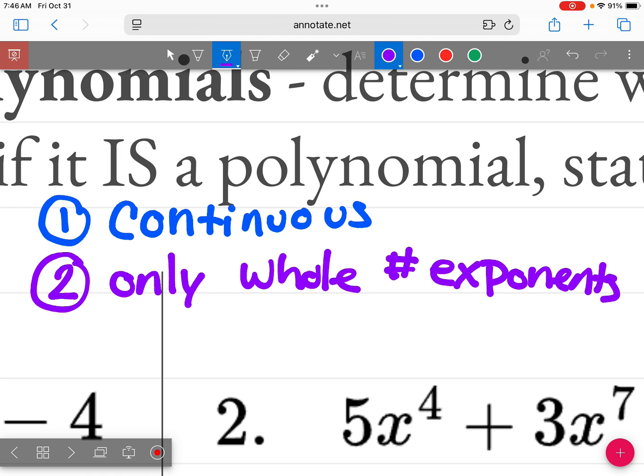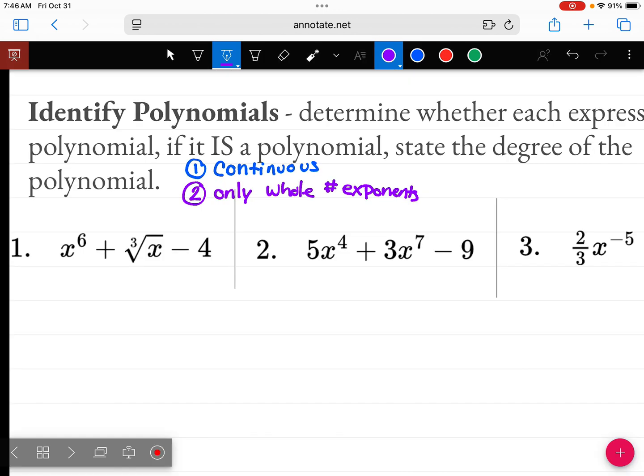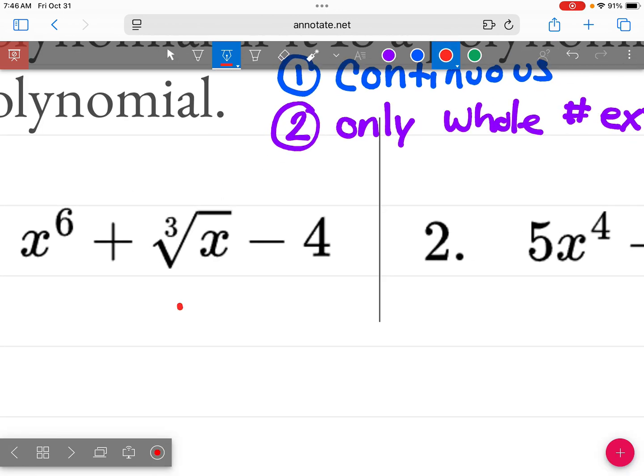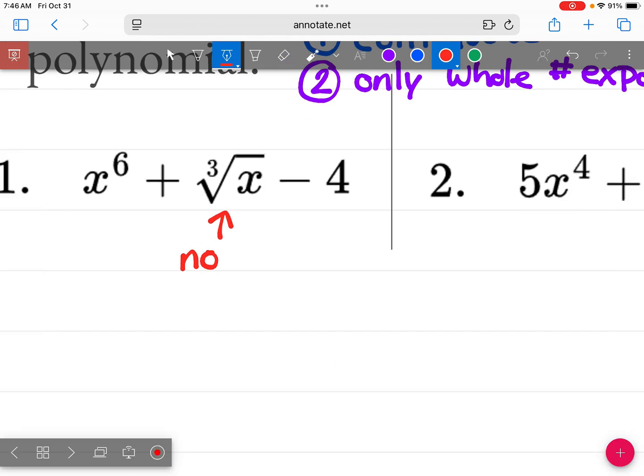Is this term okay? No. Is that term okay? Yeah, totally fine. So that one's good and that one's good, but this guy's a problem. Because of that cube root, this is not a polynomial. If there is one term in a polynomial that does not follow the rules, the whole thing gets kicked out.